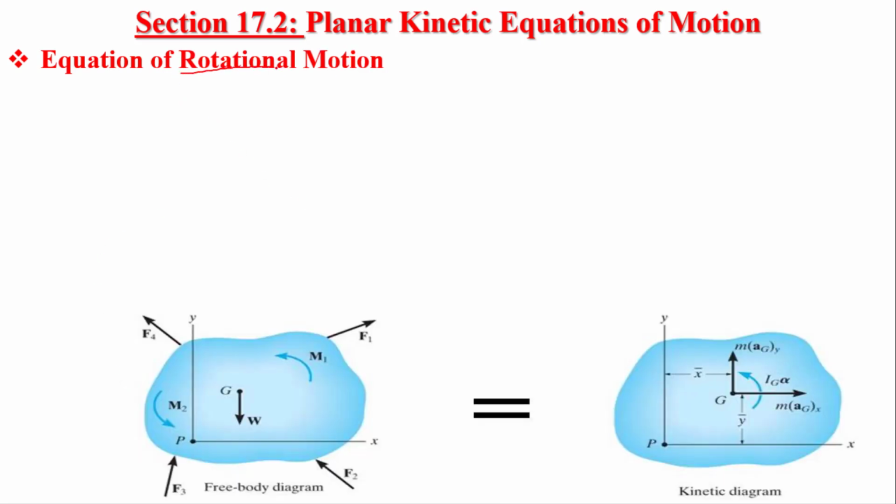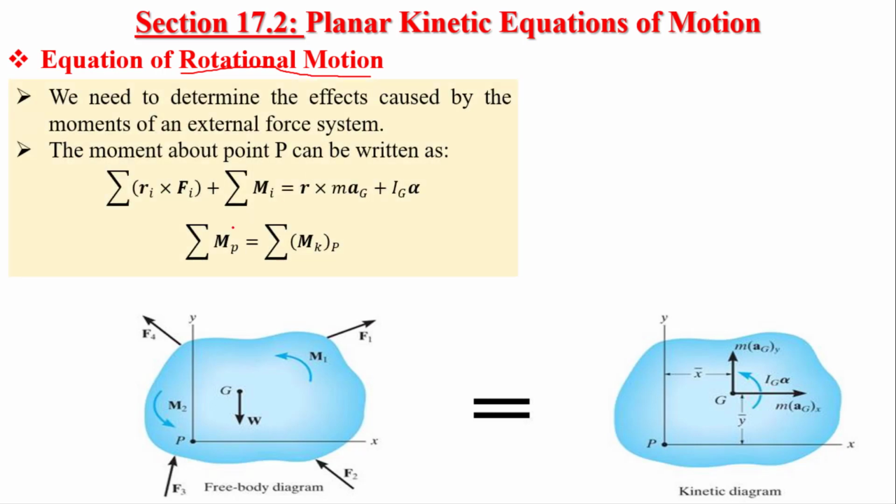Now, the third equation is the rotational motion equation. We need to determine the effects caused by the moments of an external force system. So let's see the following equation. The moment about point B, an arbitrary point: the summation of moment around point B equals the summation of moment around point B for the kinetic diagram.